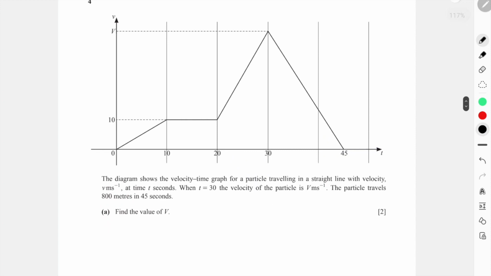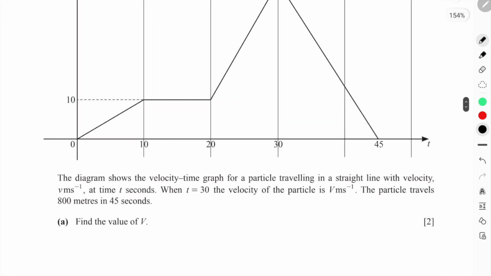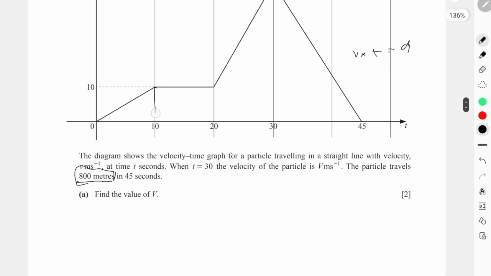Okay, so we have a mechanics question. The diagram shows the velocity time graph for a particle traveling in a straight line, and at time t the velocity of the particle is v meters per second, and the particle travels 800 meters in 45 seconds. So we have to find the value of v. In this question, what you're supposed to do is find the area under the graph and then equate that to 800, because when we multiply velocity into time, we get distance.